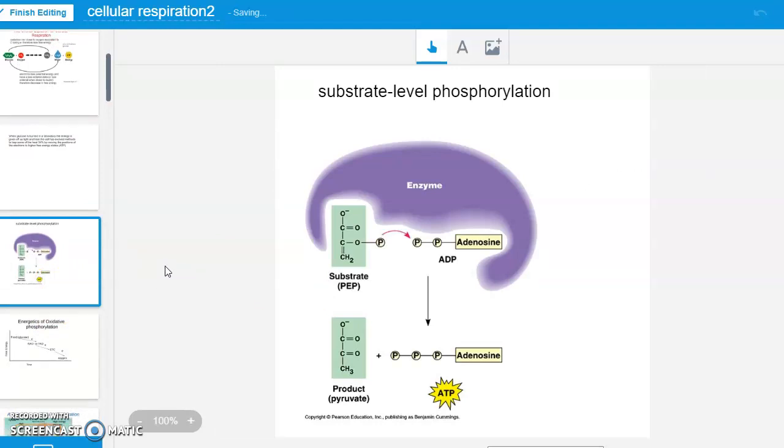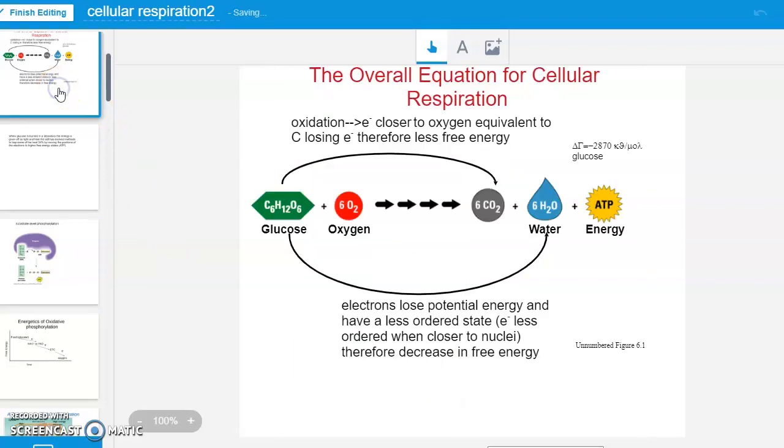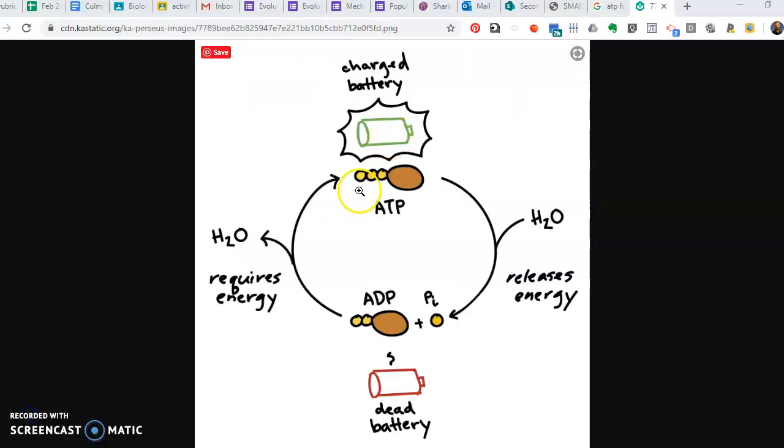ATP is formed in different ways. So this is ATP here. ATP, as I said, is the energy molecule used by cells. So here's an ATP. It's kind of like what we call a charged battery. When ATP is used in a reaction, say like active transport, if you remember, transporting molecules against their concentration gradient, that requires an input of energy. That input of energy is ATP.